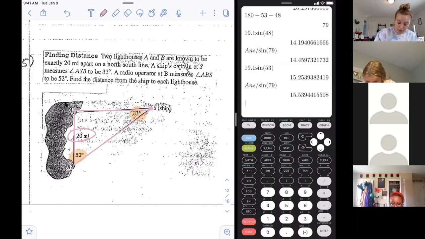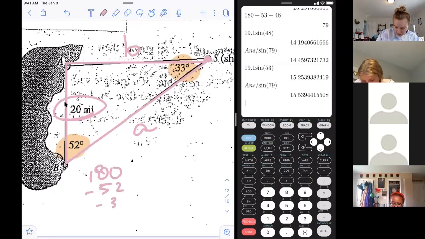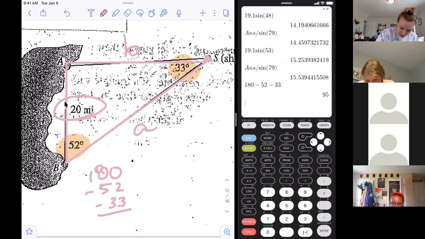So the ship's out here in the ocean. From the ship to lighthouse B is little a because it's across from angle A. And then from the ship to lighthouse A is little b. You don't even have to read this information. That doesn't even matter. We can just look at the picture and know that we need to find the two sides that are missing. Essentially, we're solving this triangle. Before I do anything, let's find big A. I'm going to do 180 minus 52 minus 33. That's 95.